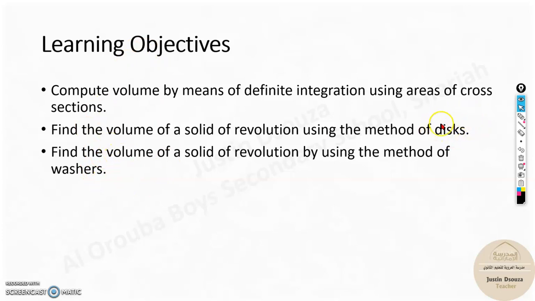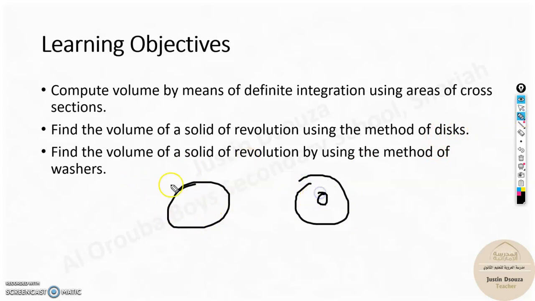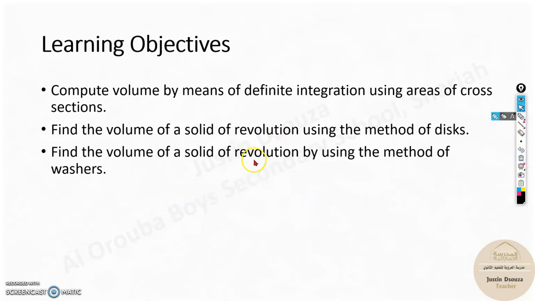So over here, you must remember the disk and washer. A disk is something like this. A washer has a hole. So the formula changes, and we will come across this one by one.